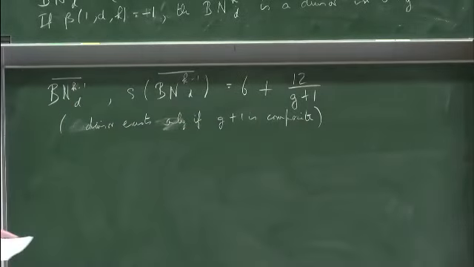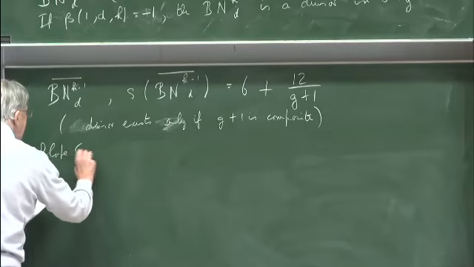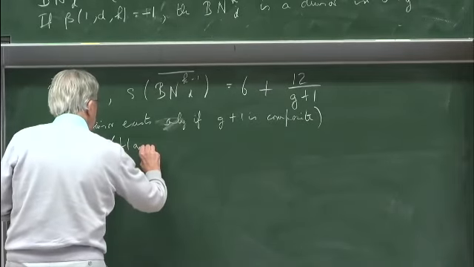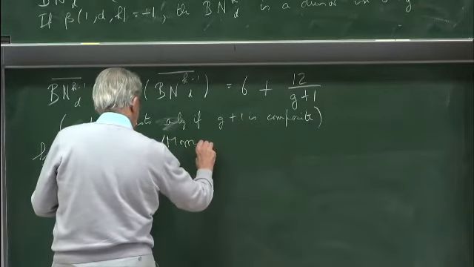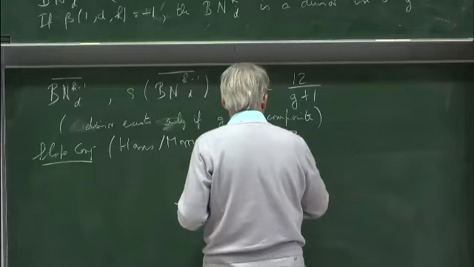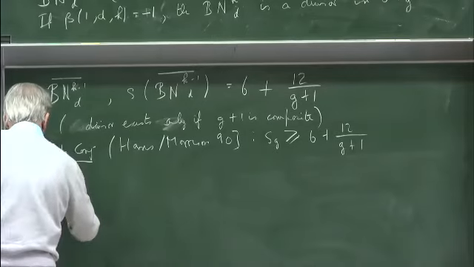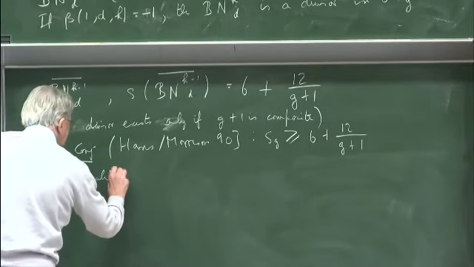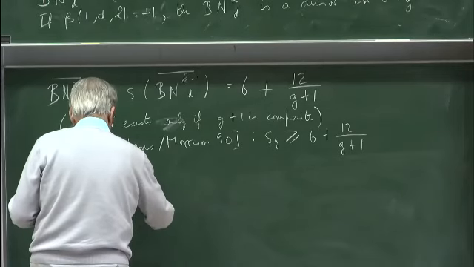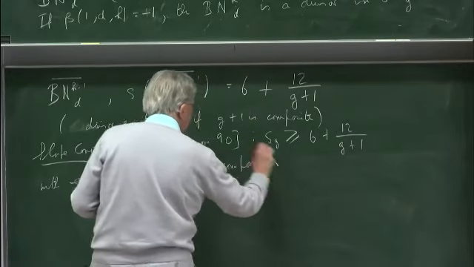Just for numerical reasons. That's just an observation, but in any case, arising from this, we have the slope conjecture of Harris and Morrison in around 1990, that the slope s_g is greater than or equal to 6 plus 12 over g plus 1, with equality only if g plus 1 is composite. So that was the conjecture.